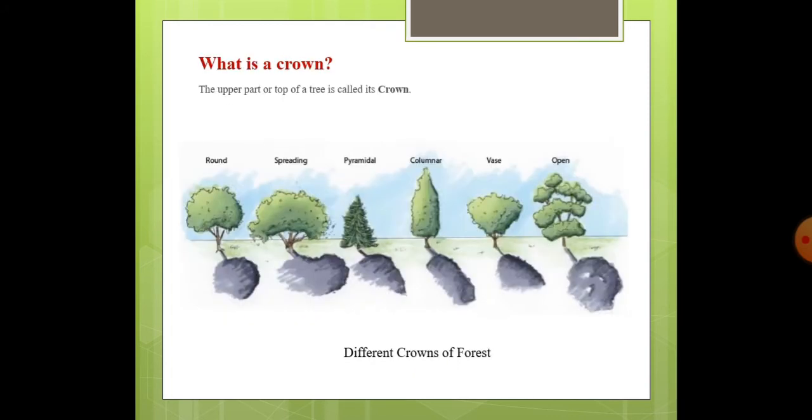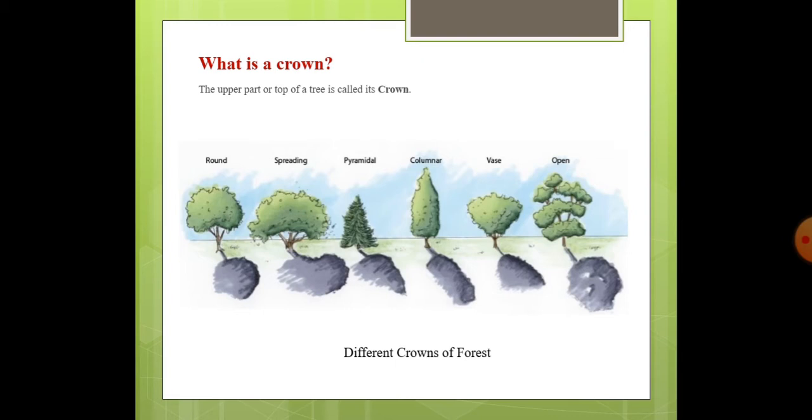Here are some simple terminologies which you should know while studying forests. What is a crown? The word crown you can understand yourself, जिसको हम कहते हैं ताज. The upper part or top of a tree is called its crown. You can see the different examples which are shown.